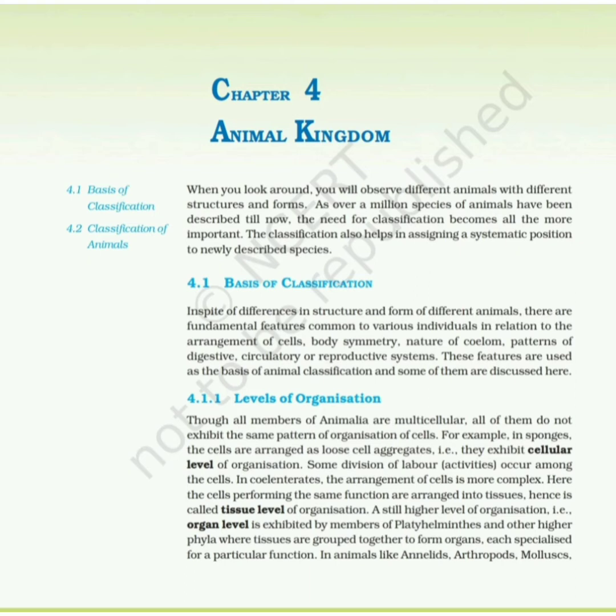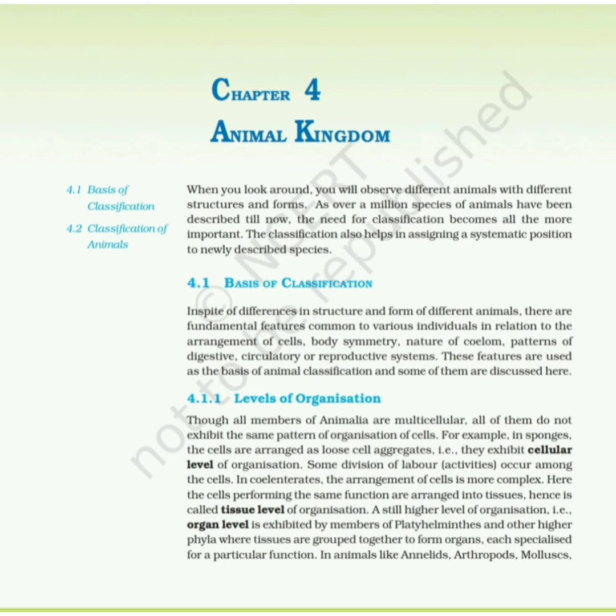4.1.1 Levels of Organization. Though all members of Animalia are multicellular, all of them do not exhibit the same pattern of organization of cells. For example, in sponges, the cells are arranged as loose cell aggregates, i.e., they exhibit cellular level of organization. Some division of labor activities occur among the cells. In coelenterates, the arrangement of cells is more complex. Here the cells performing the same function are arranged into tissues, hence it is called tissue level of organization.